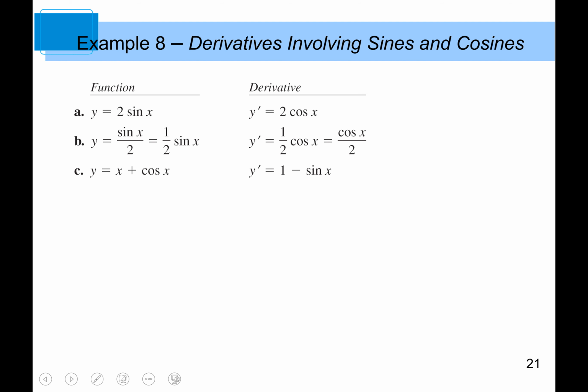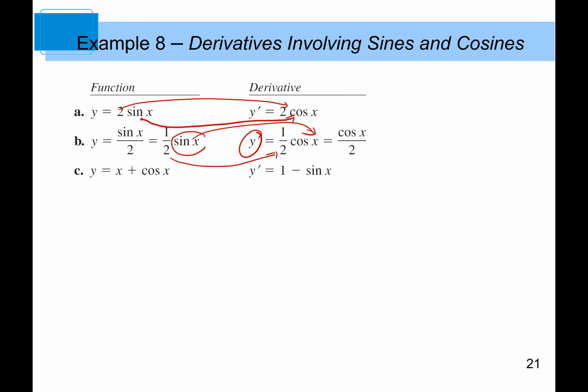So derivative of y equals 2 times sine x. Constant remains, and derivative of sine of x becomes cosine of x. Second one is y equals sine x over 2, which is half of sine x. So derivative of that, keep the half. The derivative of sine x becomes cosine x. And it becomes half of cosine x equals cosine x over 2.